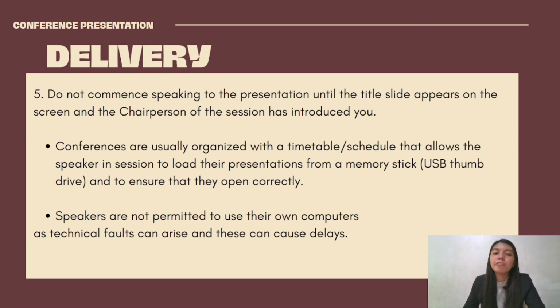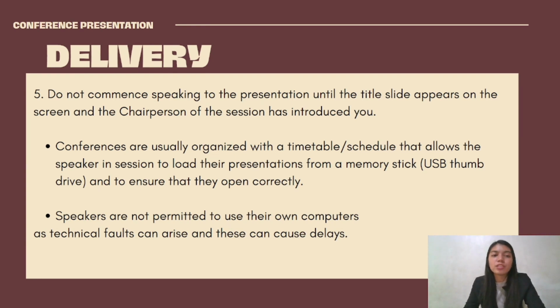So next, conferences are usually organized with a timetable schedule that allows the speakers in a session to load their presentations from a memory stick or USB thumb drive, and to ensure that they open correctly. To avoid mistakes, it is best to name each file with the presenter's name rather than the conference name, because there will be many presentations loaded on the same computer.